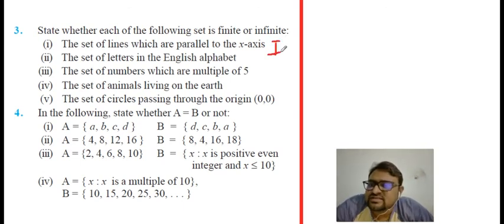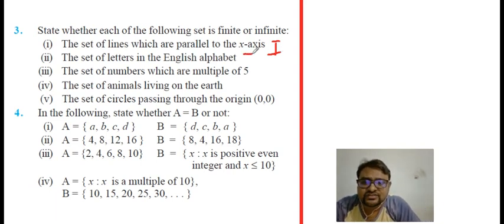Second, the set of letters in the English alphabet. Of course, this is a finite set: A, B, C, D up to Z. There are 26 letters in the English alphabet, which means it is countable. So that is a finite set. Let me write down F.